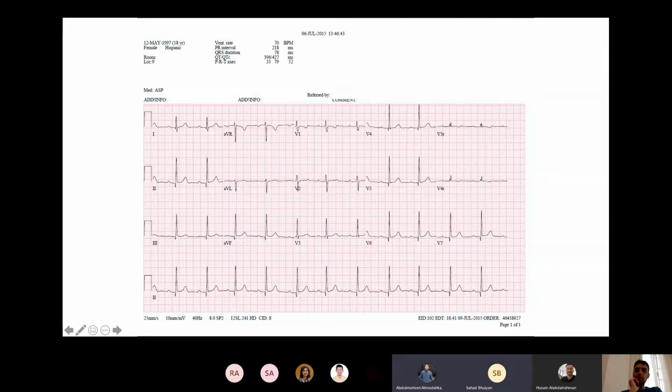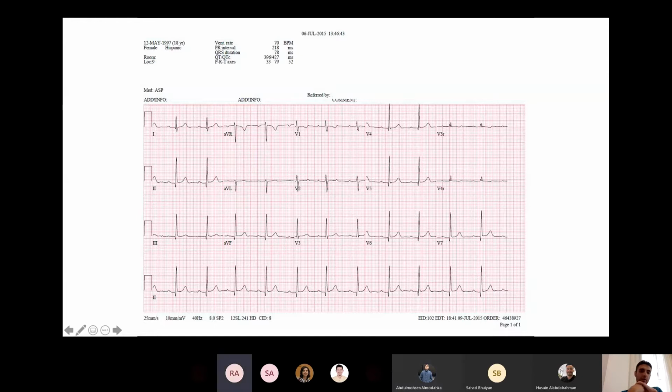Can you comment on the axis as well? Axis in lead I and aVF is positive, so it's a normal axis. And you can calculate the corrected QTc by taking the QT interval divided by the square root of the RR interval, which in this case would be normal. Anything else? So normal ECG?